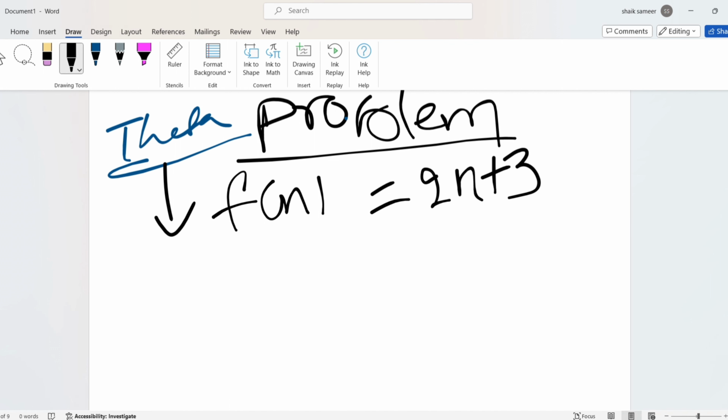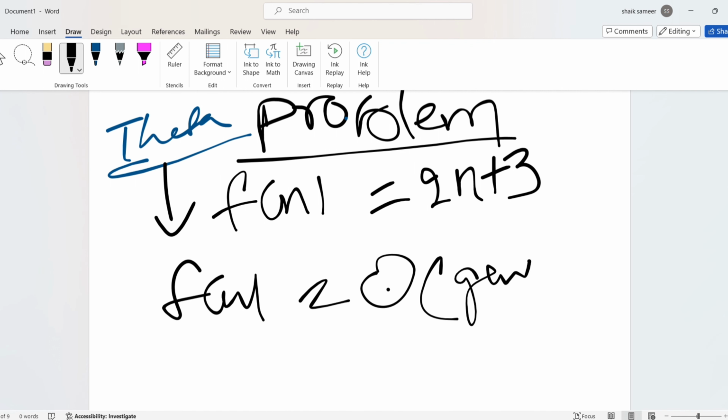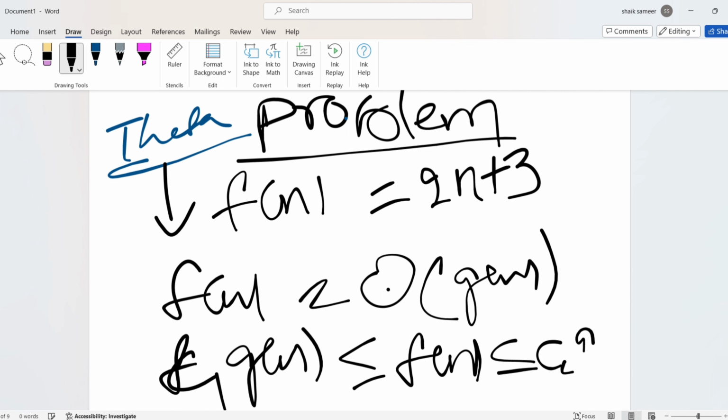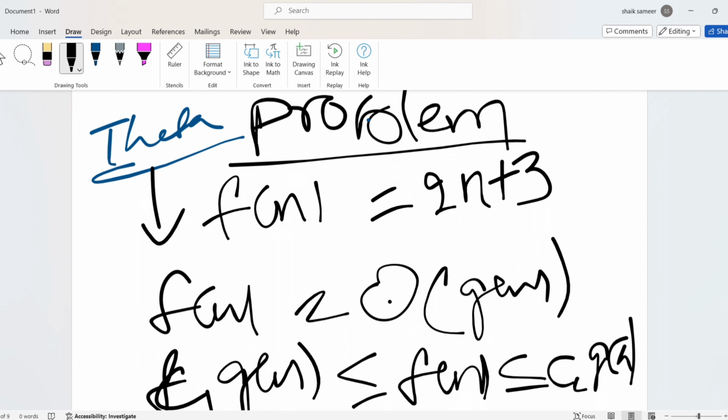Before going to this theta notation, you have to remember two identities. f of n equals theta of g of n, and also c1 into g of n less than f of n less than c2 into g of n. According to these two conditions we can solve this problem. So f of n is given, f of n equal to 2n plus 3.